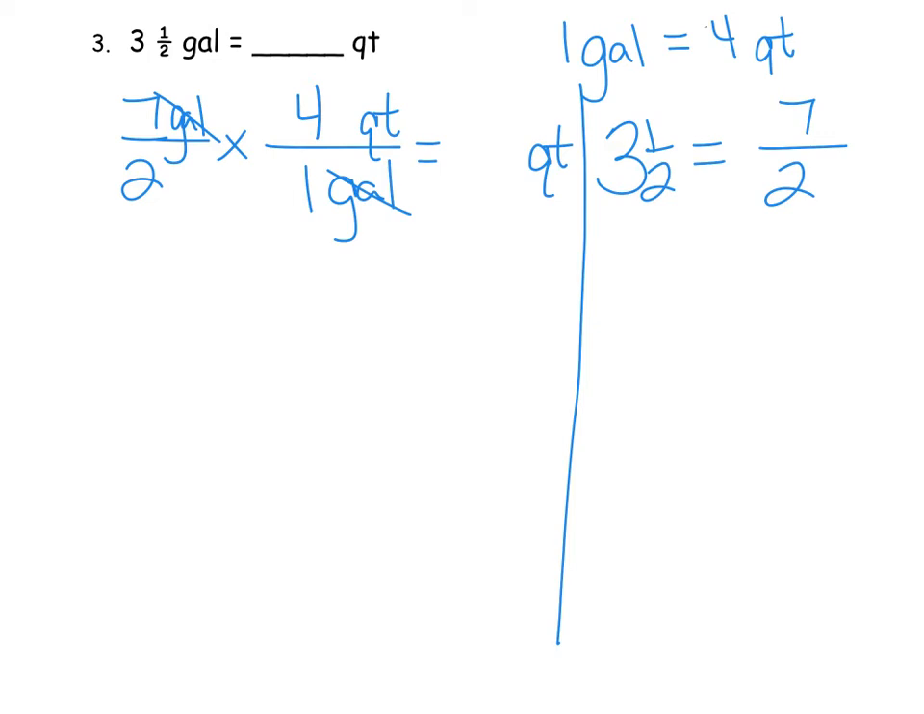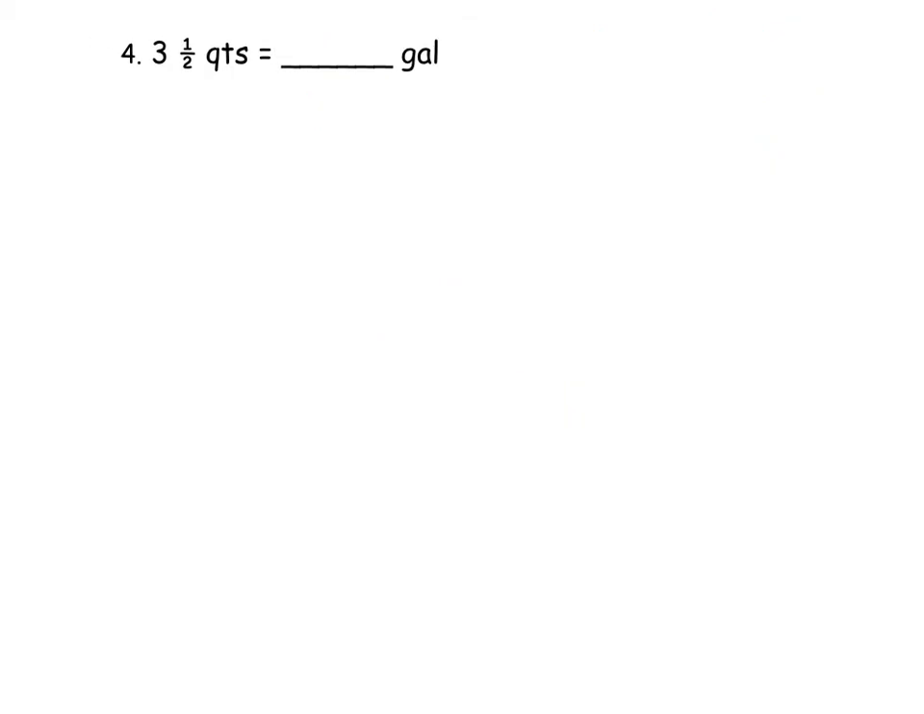So let's simplify. I can simplify the 2 and the 4. 4 divided by 2 is 2. 2 divided by 2 is 1. 7 times 2 is 14 over 1, which is equal to 14 quarts. Make sure you showed all your work and filled in the blank at the top.